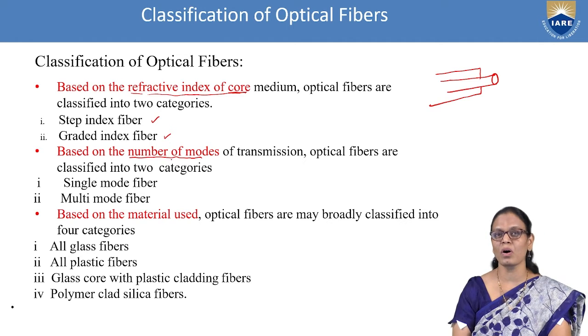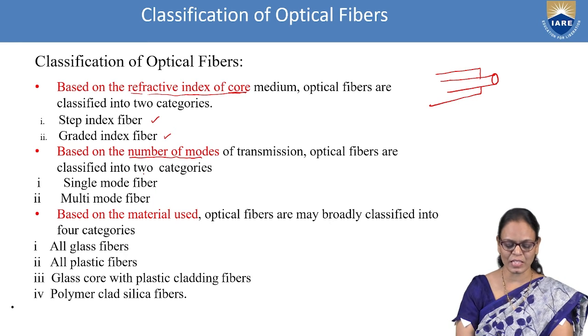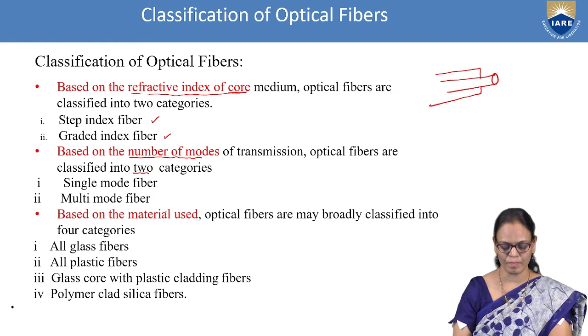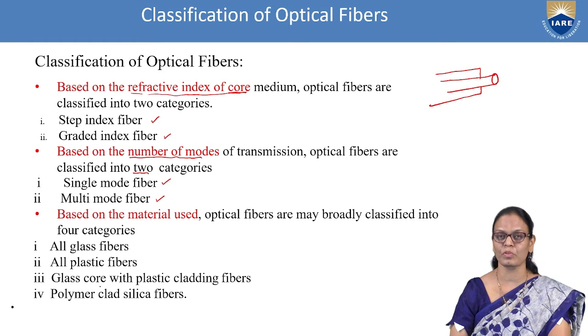The next classification is based on the number of modes of transmission. Again, we classify it into two categories. The first one is single mode fiber, meaning the transmission is in a single mode. And then we also have multimode. Multimode means more than one. So this is how we classify it based on the number of modes of transmission, single mode and multimode.